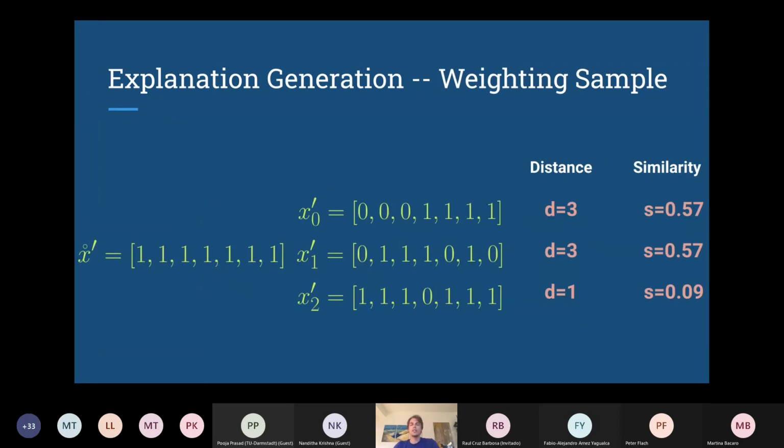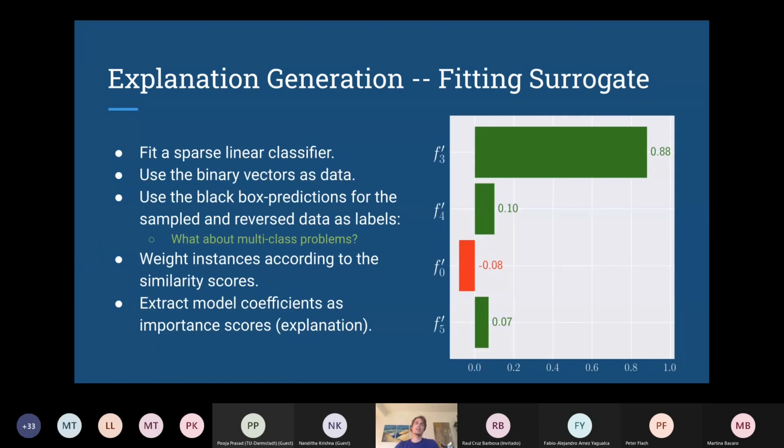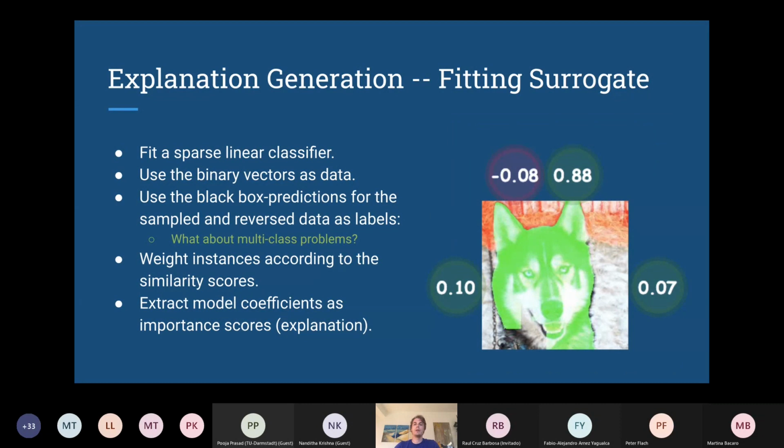Again, we can use distance and kernel to generate similarity if we want to indicate that, for example, we prefer a smaller number of segments removed, or any other way to somehow weight the samples. And then we again use the binary interpretable representation and the predictions of our black box for the sample to judge the importance of each segment for a given prediction. Again, we can show it as a bar plot with importance of each interpretable feature, but to make it a bit more meaningful, we can overlay these values on top of the original image.